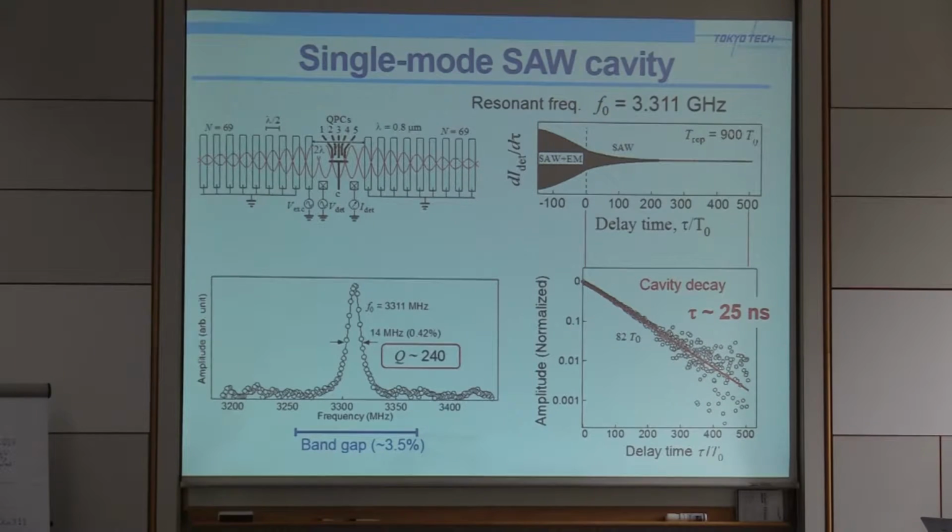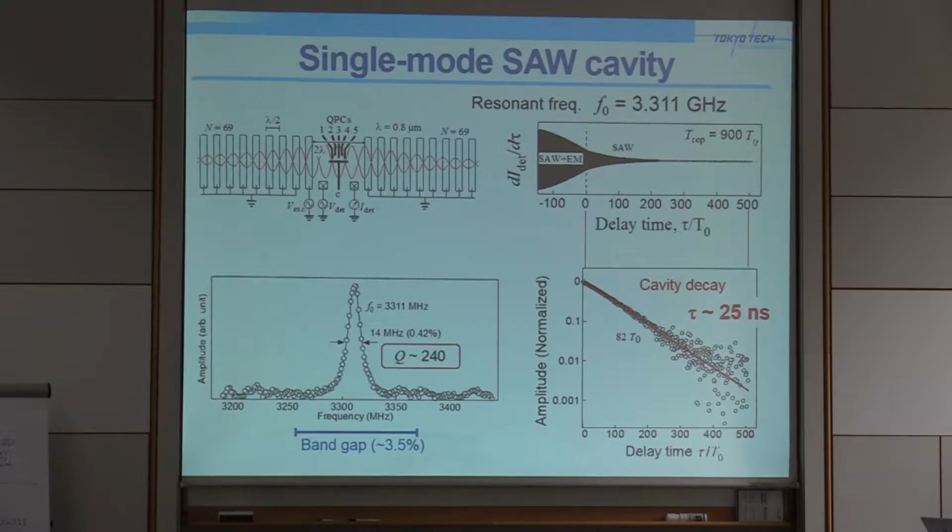So this summarizes the characteristic. We performed the same time-resolved measurement technique, by which we can clearly separate the electromagnetic component and the surface acoustic wave component. So the burst wave is already cut at this timing, but the remaining part is just the surface acoustic wave dissipating from the cavity. The typical cavity decay time of this particular device was 25 nanoseconds. And if you measure the spectrum of this amplitude, we can see a quality factor of 240. It's not very large, but this is smaller than the band gap of 3%. These measurements are from room temperature.